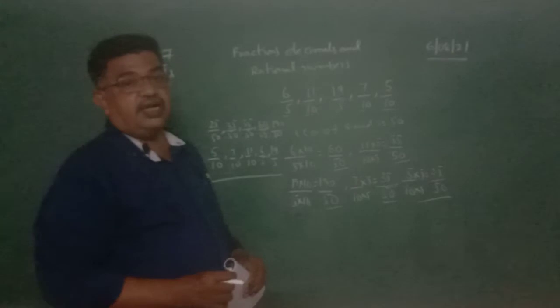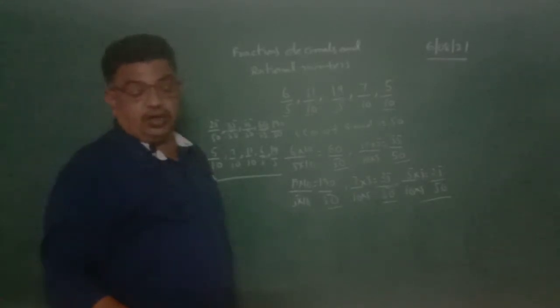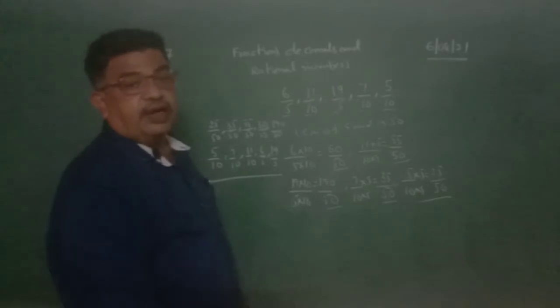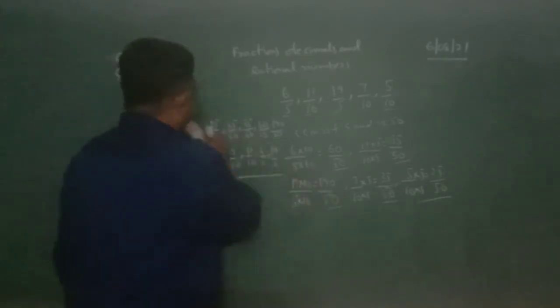So how to write ascending order of the fractions? By writing the given fractions into like denominators. That means we are converting the fractions into like fractions. Fractions having the same denominators are called like fractions.